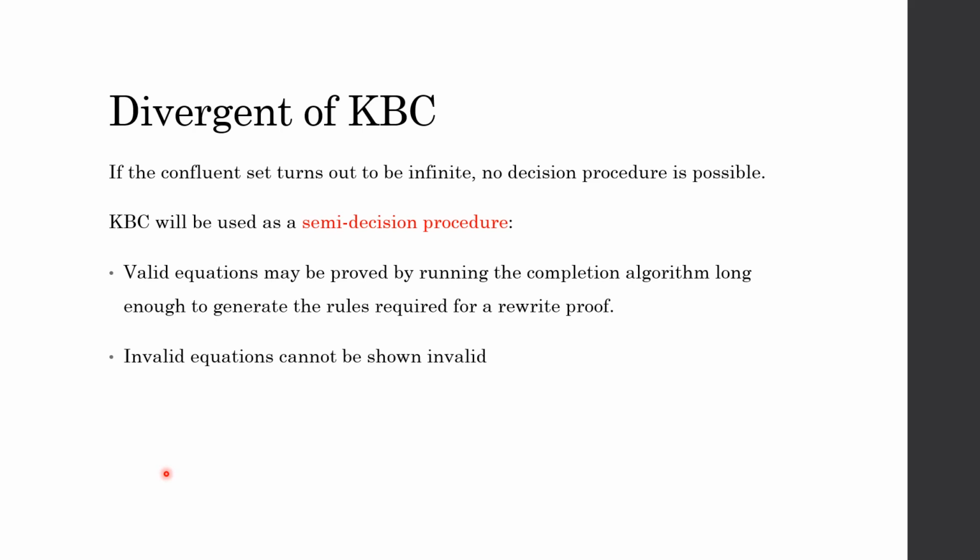However, an invalid equation cannot be shown to be invalid because it will run forever. Since that canonical or confluent set is infinite, you will keep on generating rewrite rules trying to prove that equation, but actually it cannot be proven because it's invalid. So you keep on generating more and more rewrite rules, thinking that the equation can be proven, but in actual fact it cannot be proven. So you will never stop because you will keep on trying to prove it by generating more and more equations.